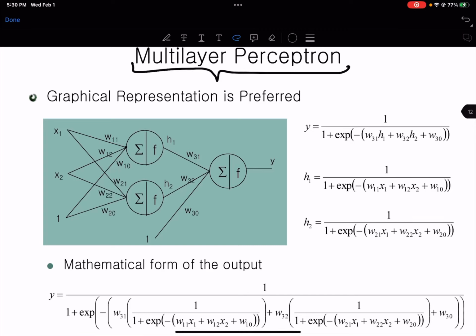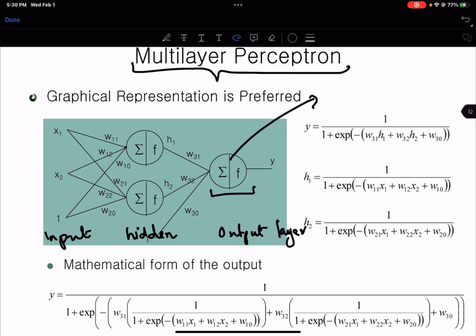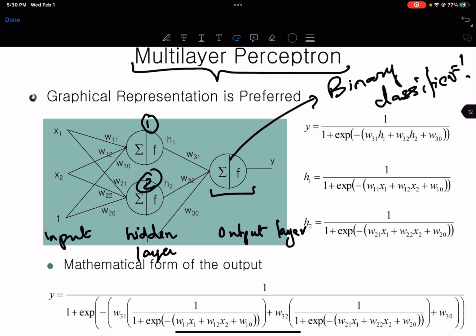Perceptron, where we have one input layer, the hidden layer, and your output layer. And since we have only one node in the output layer, that means this is a binary classifier. In the hidden layer, we have two nodes and one node in the output layer.